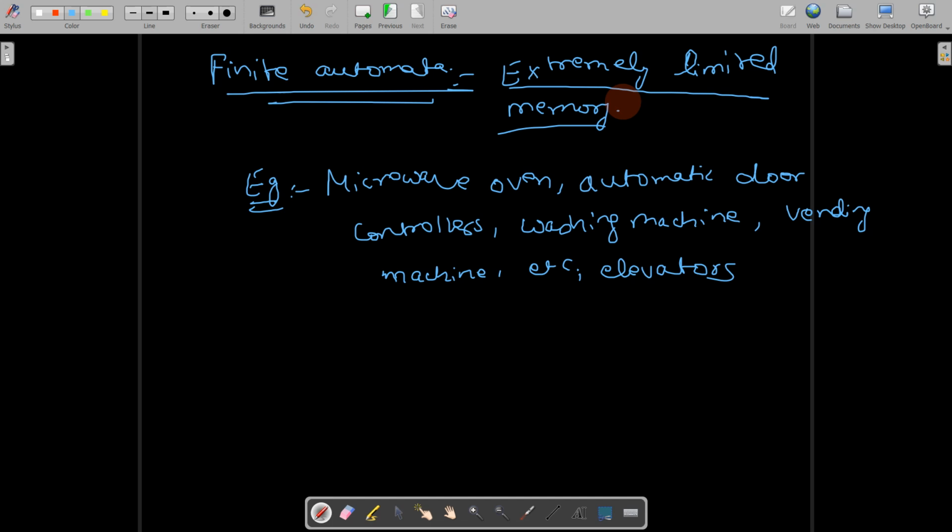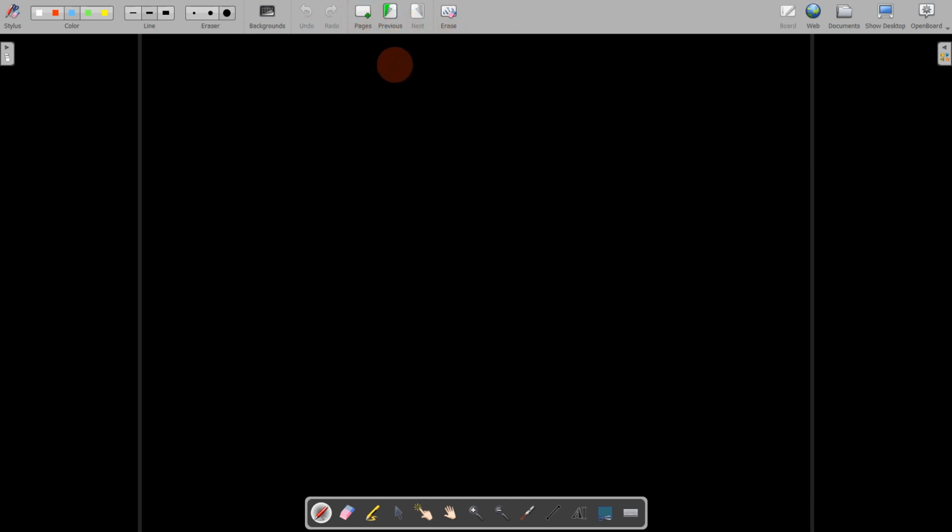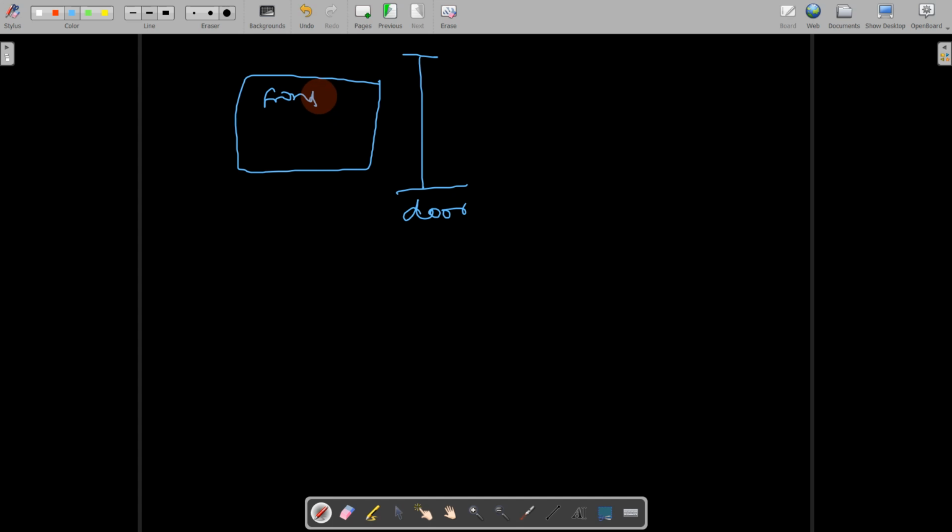So we will see the example of an automatic door controller. Let us see the top view of an automatic door controller. Suppose this is the door of a shop, and this is the front pad of the door, and this is the rear pad of the door. Now how do we want this door to work?